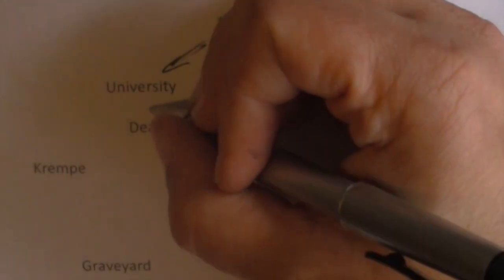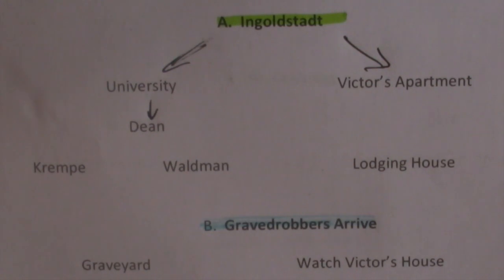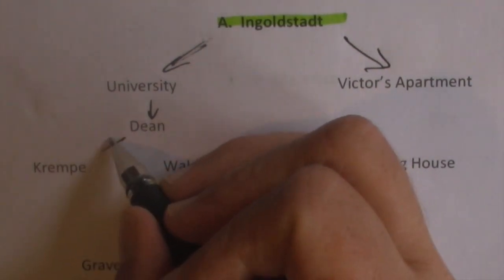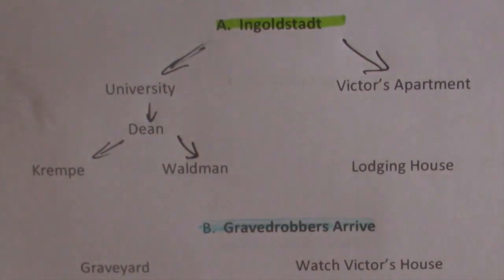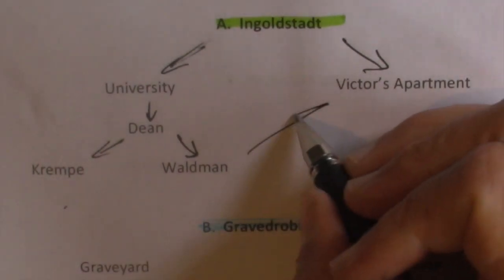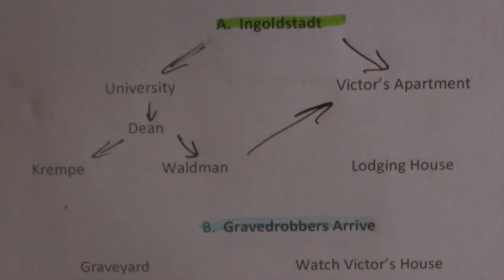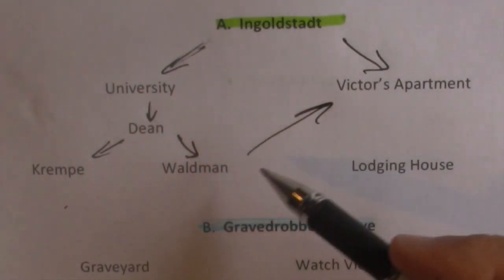Now, if they go to the university, they'll meet with the dean, who doesn't know anything more than he's already told them. He suggests they speak to Professors Krimp and Waldman, who taught Victor Frankenstein anatomy, chemistry, and surgery. Those professors are very complimentary as to Victor's abilities. However, they express some concern that Victor was very interested in probing the limits of human life, and those are perhaps subjects that should be left to God, which is going to lead the characters to Victor's apartment. So they can either arrive at Victor's apartment first or after the university.